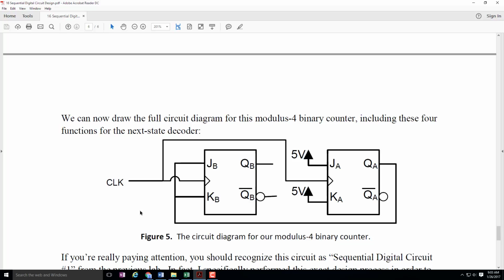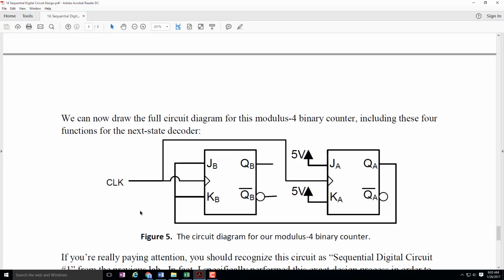Now, if you're really paying attention, you might recognize this circuit. This was the quote-unquote sequential digital circuit number 1 from our previous lab, where you had to analyze what this circuit was doing and figure out that it was, in fact, counting 0 0, 0 1, 1 0, 1 1. And so I have to admit to you now that in order to prepare that lab, I actually did the design process that we've just followed. So this is how you can, given a particular pattern of zeros and ones that you want to generate, just follow the design process that we've just learned and figure out what needs to be the values of J sub A, K sub A, J sub B, and K sub B.